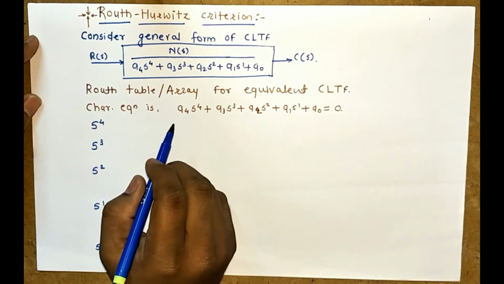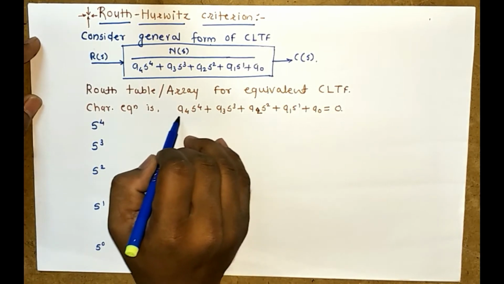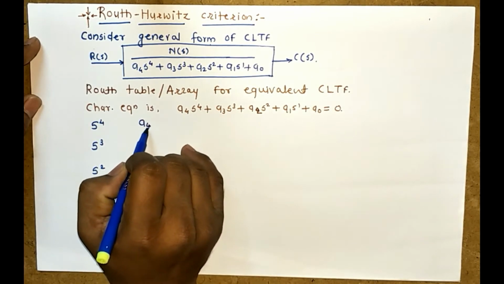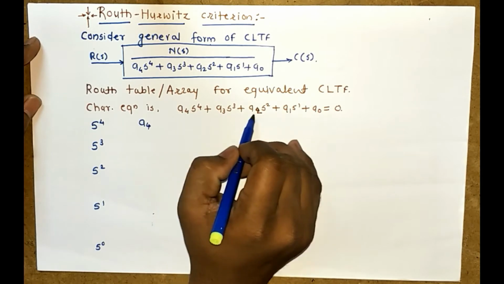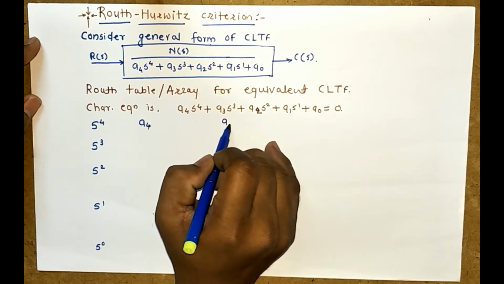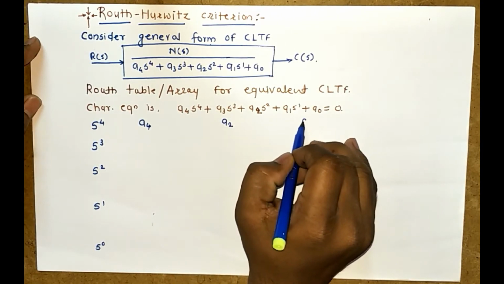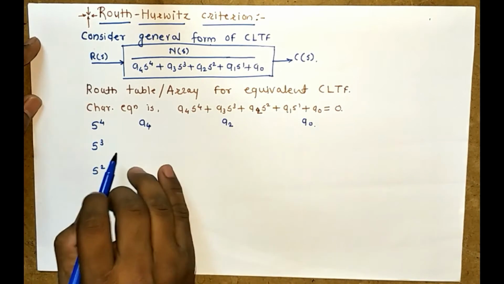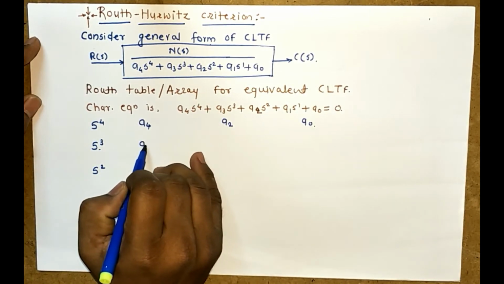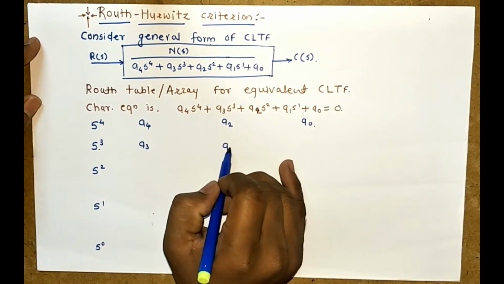Now the coefficient of s^4 is a4. Put in the first column a4. Now you have to skip one term, that is a3. Next term is a2. Skip one term. Next term is a0. The coefficient of s^3 is a3. Skip one term, a1, and 0.